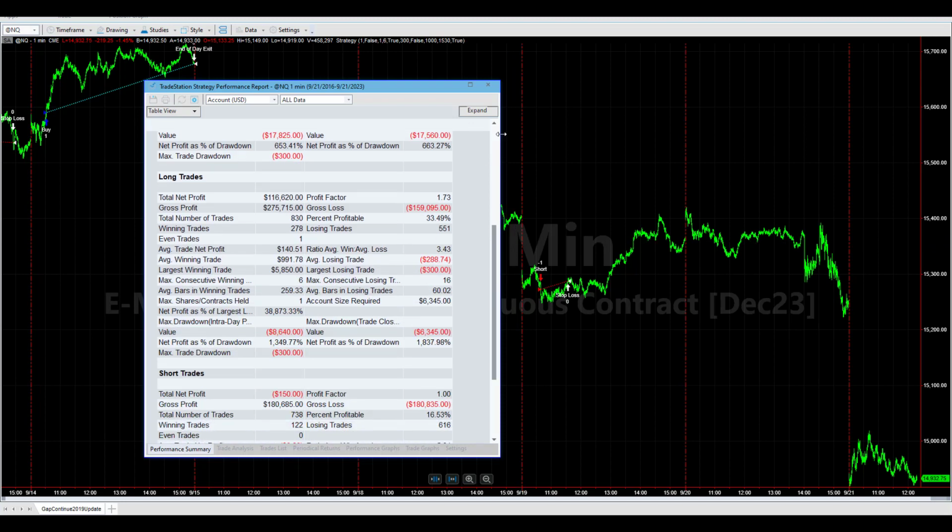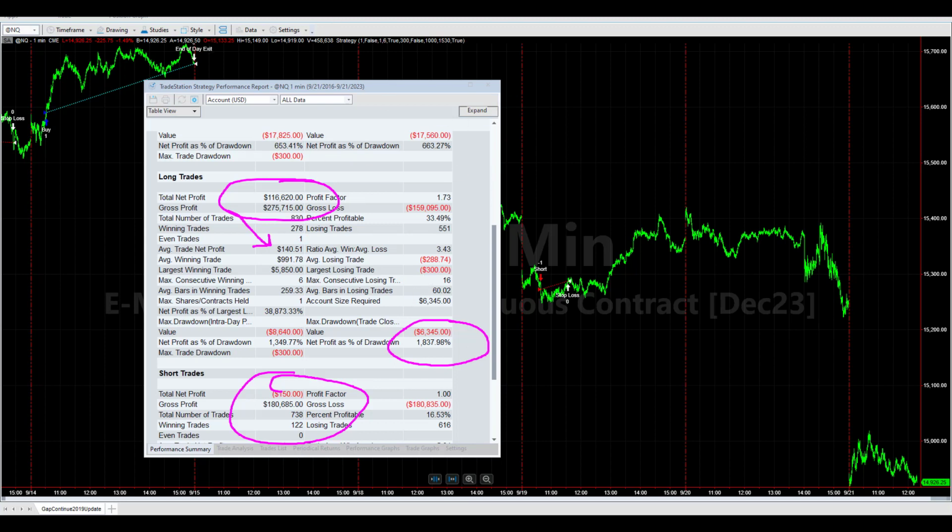Now this is a $300 stop loss strategy, so only 33% of the trades are winners. After you add slippage and commission, that'll go down. The average trade net profit without slippage and commission on the long side is $140, and only a 63.45 drawdown, 116 net profit. And on the short side, it's just around break even, and that is before slippage and commission. These numbers will go down once you add slippage and commission.